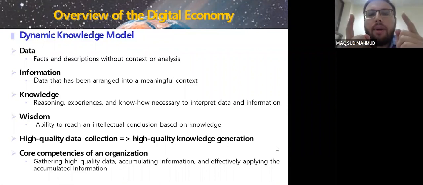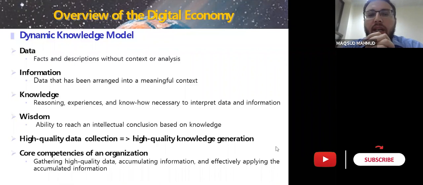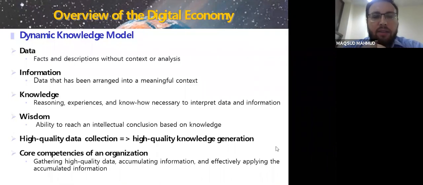So when I combine two pieces of data, it becomes information. Data is facts and description without the context for analysis. When you process the facts and arrange them into a meaningful context, that becomes information, right?